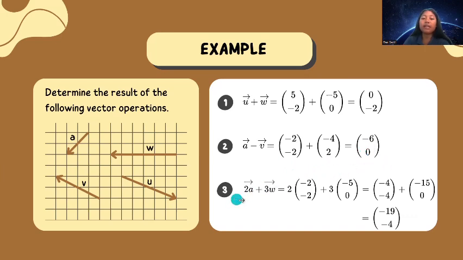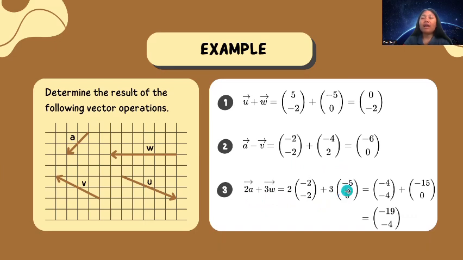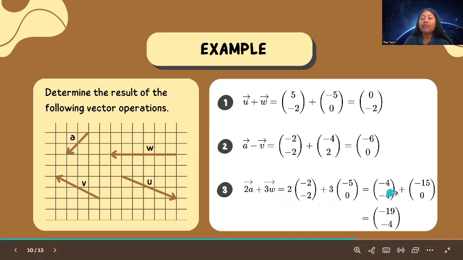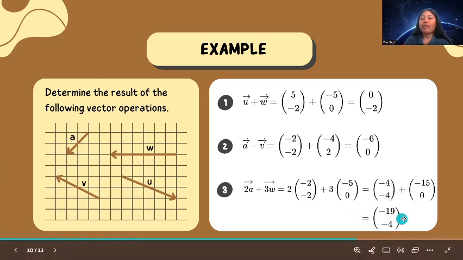And example 3: vector 2A plus vector 3W equals 2 times (-2, -2) plus 3 times (-5, 0), which equals (-4, -4) plus (-15, 0), and the result is (-19, -4).